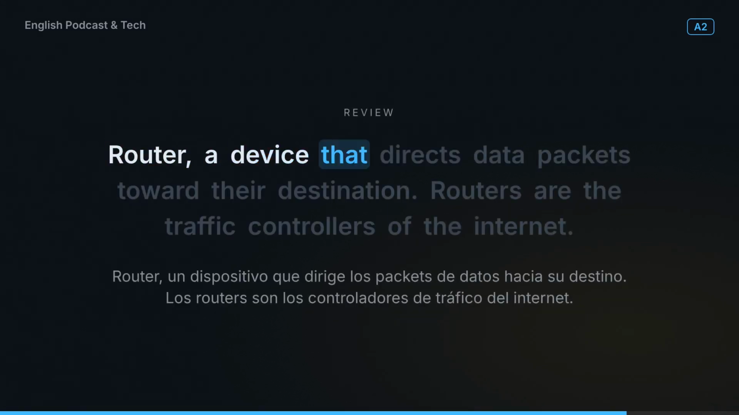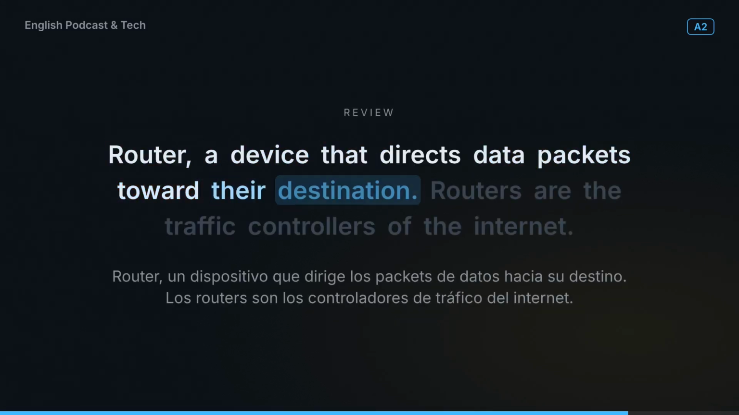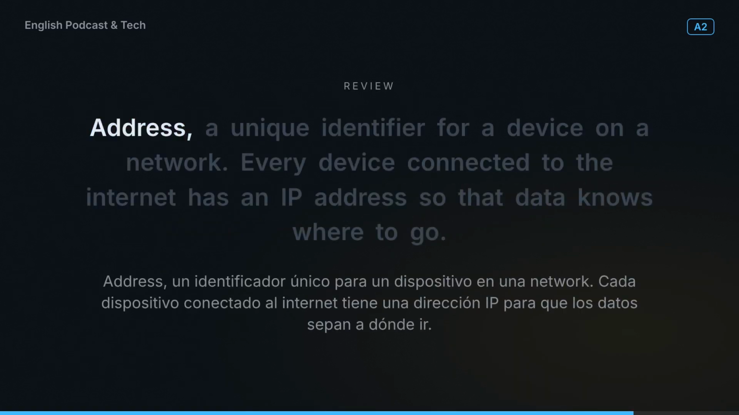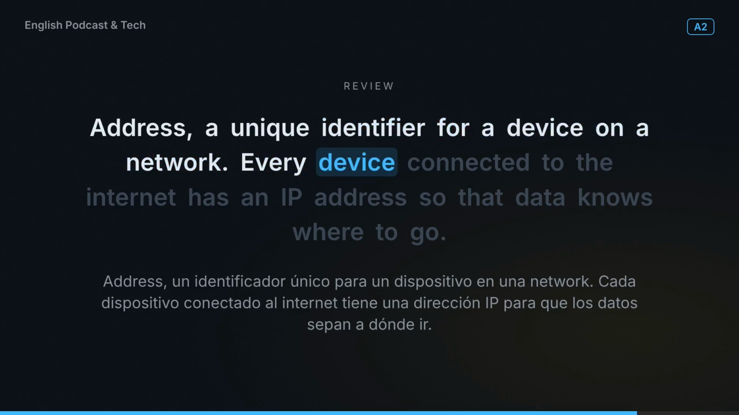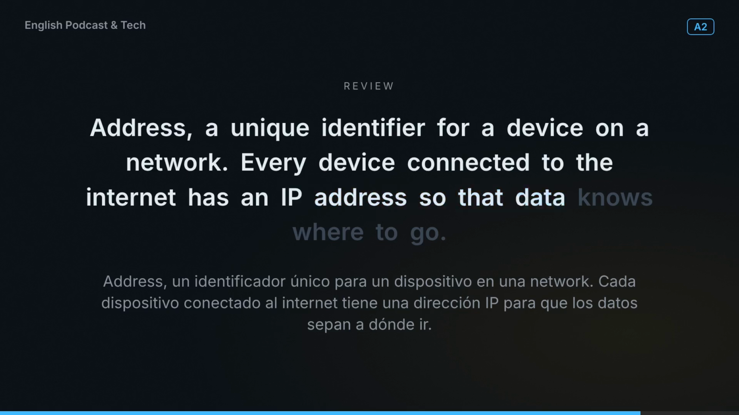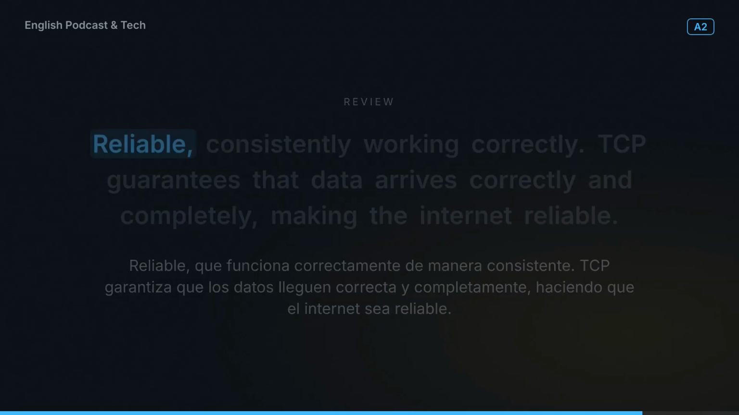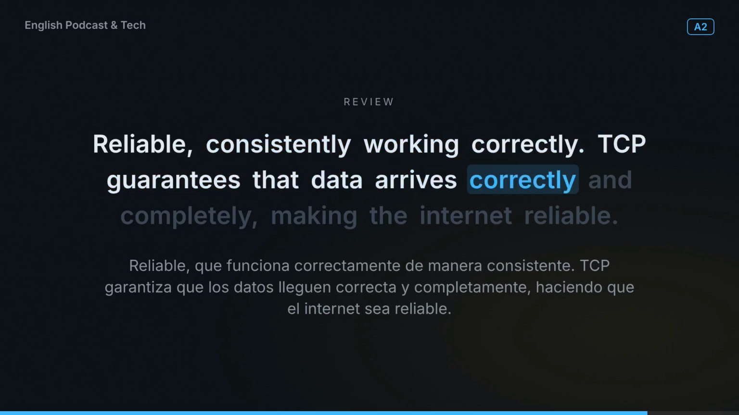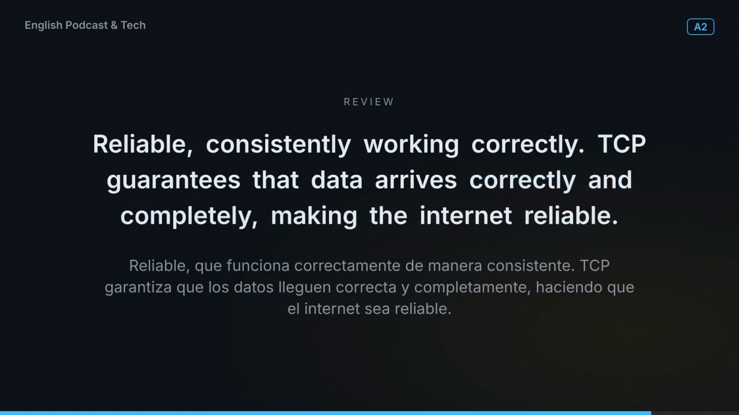Router, a device that directs data packets toward their destination. Routers are the traffic controllers of the Internet. Address, a unique identifier for a device on a network. Every device connected to the Internet has an IP address so that data knows where to go. Reliable, consistently working correctly. TCP guarantees that data arrives correctly and completely, making the Internet reliable.